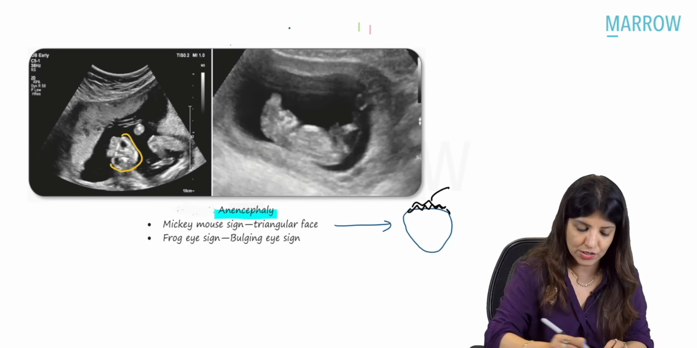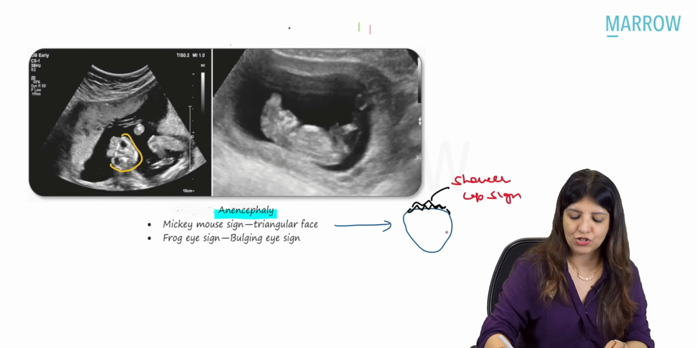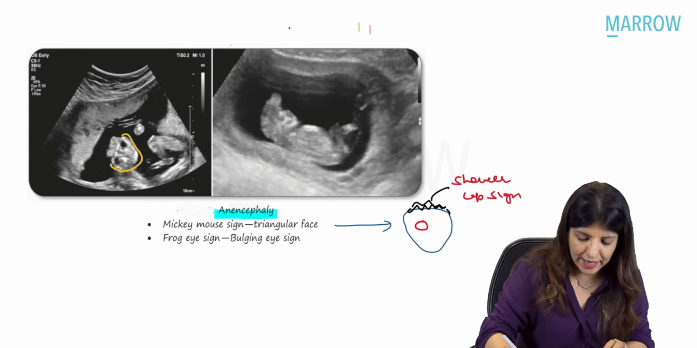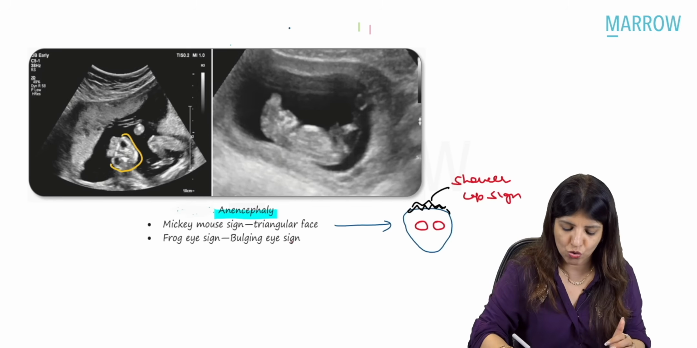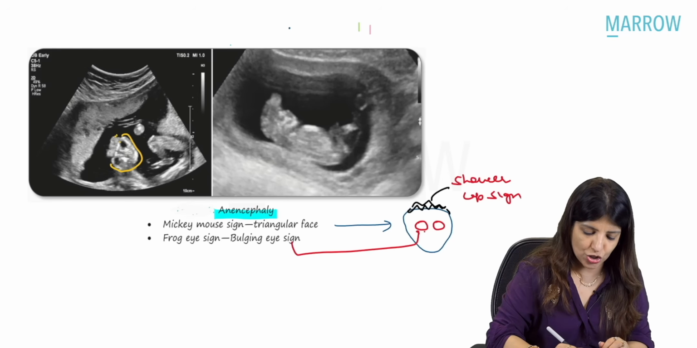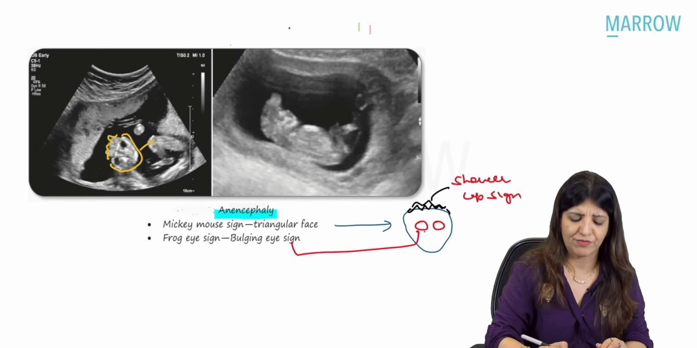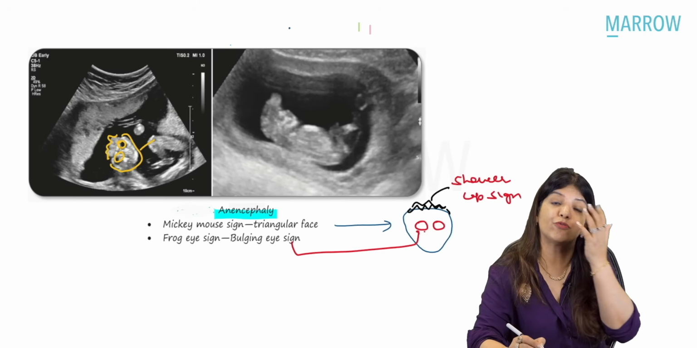This is called the shower cap sign, right? So you will have a triangular face which is called the Mickey Mouse sign, then you will have the shower cap sign, and on ultrasound, you are going to see big bulging eyes which is called the frog eye sign. So over here you can appreciate this is the shower cap sign, then we have the Mickey Mouse sign, and there are the big bulging eyes which is called the frog eye sign.